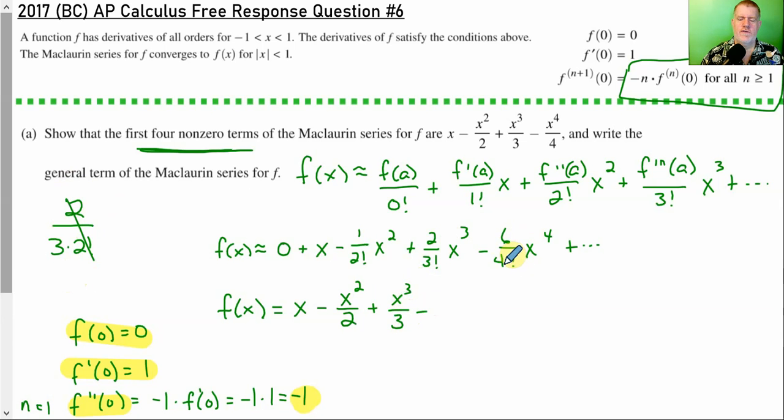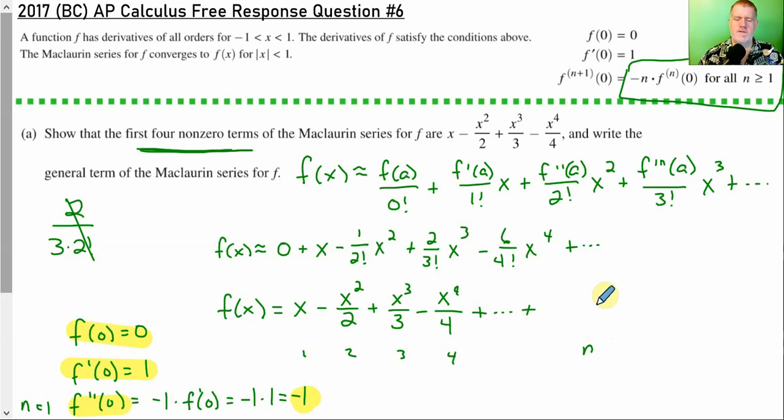Then 6 over 4 factorial. And 4 factorial is 4 times 3 factorial, and 3 factorial is 6. So you can kind of see the pattern emerging here. And from that pattern, now it's kind of easier to see our general term. Now remember, in the general term, we were going to write this. We're going to say that this is our first term, our second term, our third term, our fourth term.